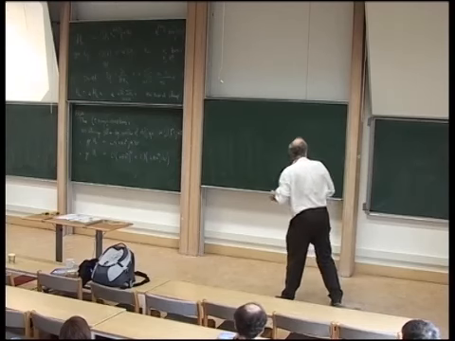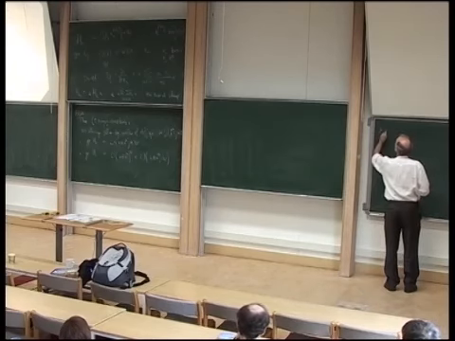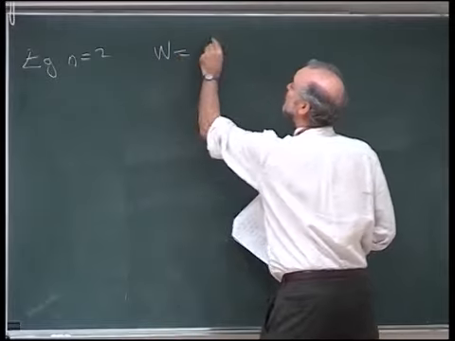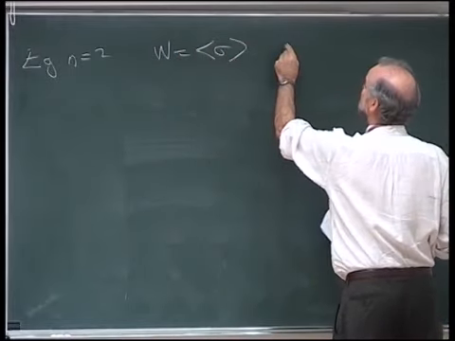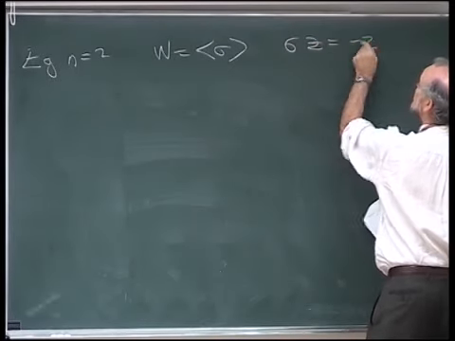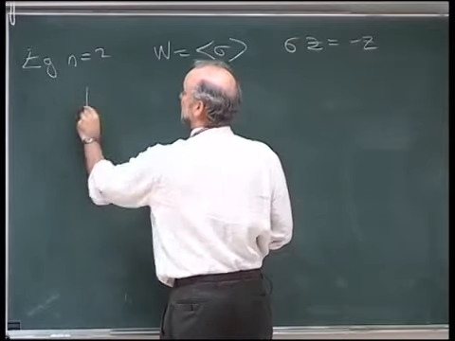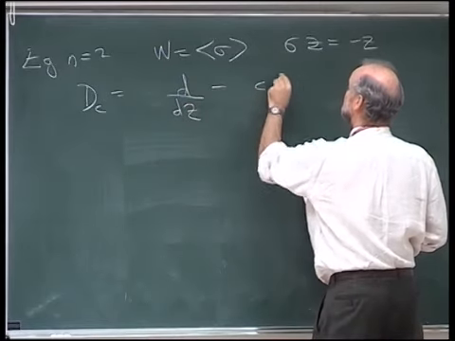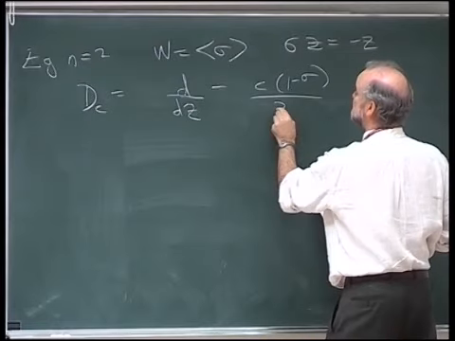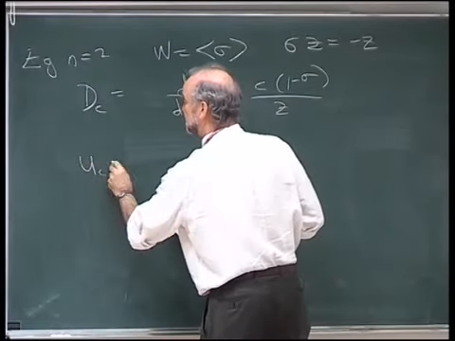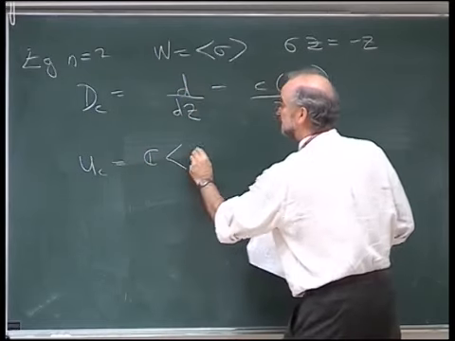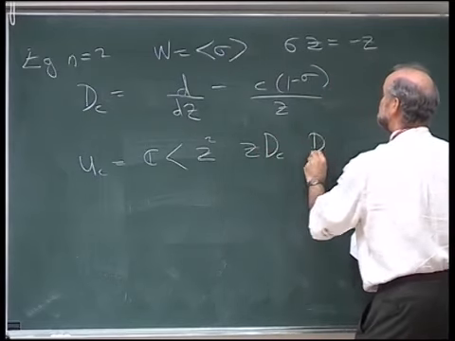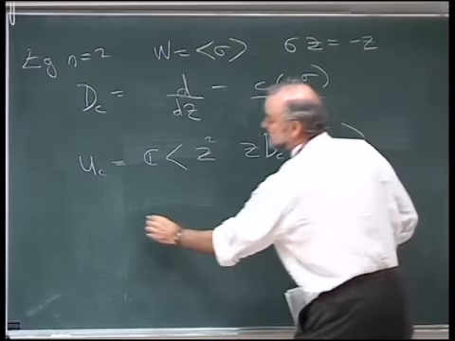So a typical example to think about here is when n is 2, the most simple example. So W, just think of one element sigma. Sigma squared is 1. Sigma z equals minus z. The dc would be d by dz minus c times the 1 minus sigma divided by z. And the uc that I'm thinking about here would be the ring generated by z squared, z dc, and dc squared.